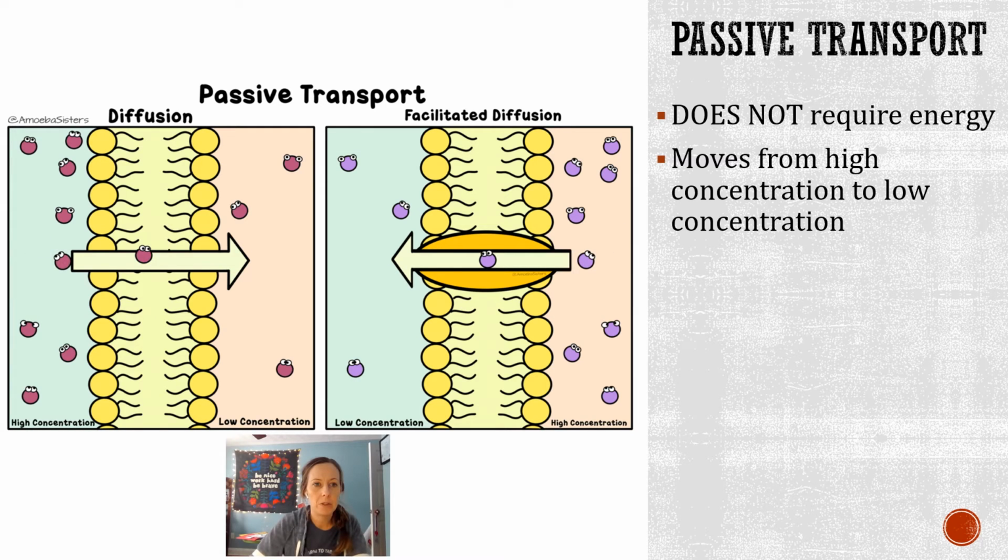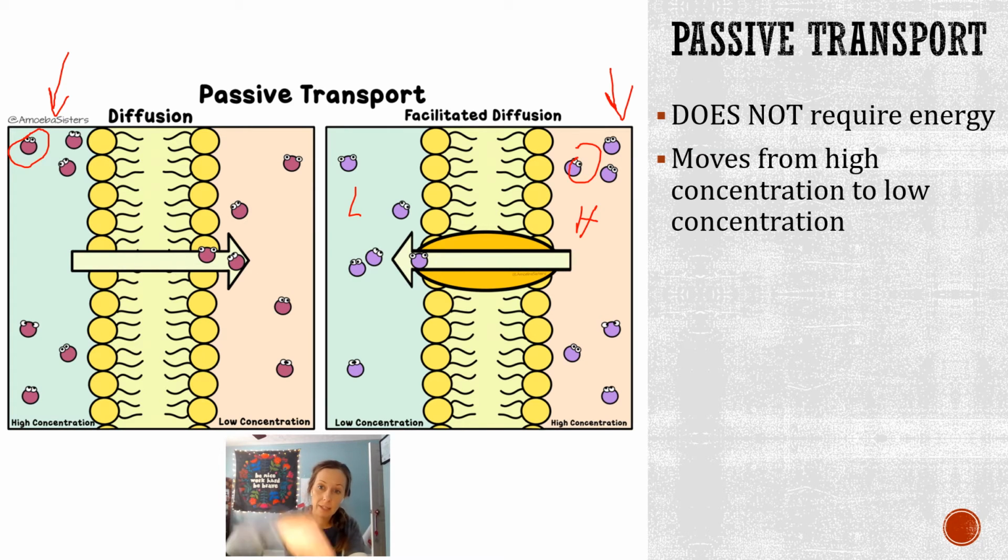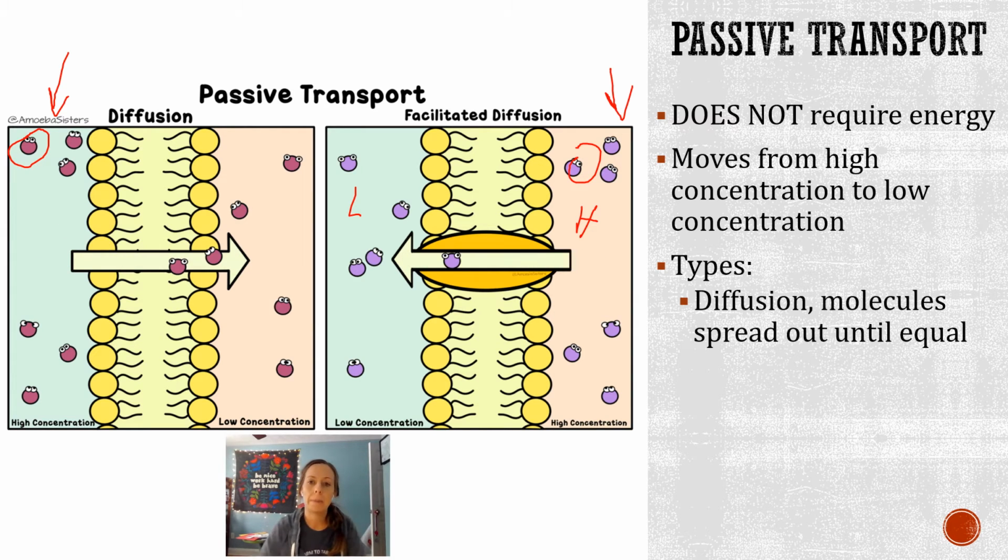So if we look at this picture up here, this side has more of these little molecules or atoms, right? I guess they're molecules. And this side has more. So it's going from a place that's high to a place that's low. So that makes it passive transport. It's like the rolling down the hill picture, okay? And it doesn't take energy to roll down a hill, right? There are different types of passive transport.